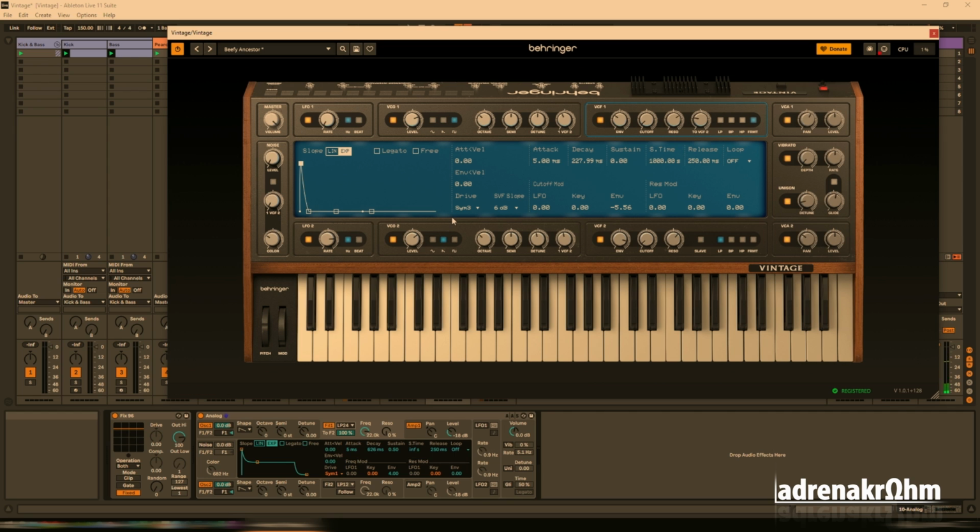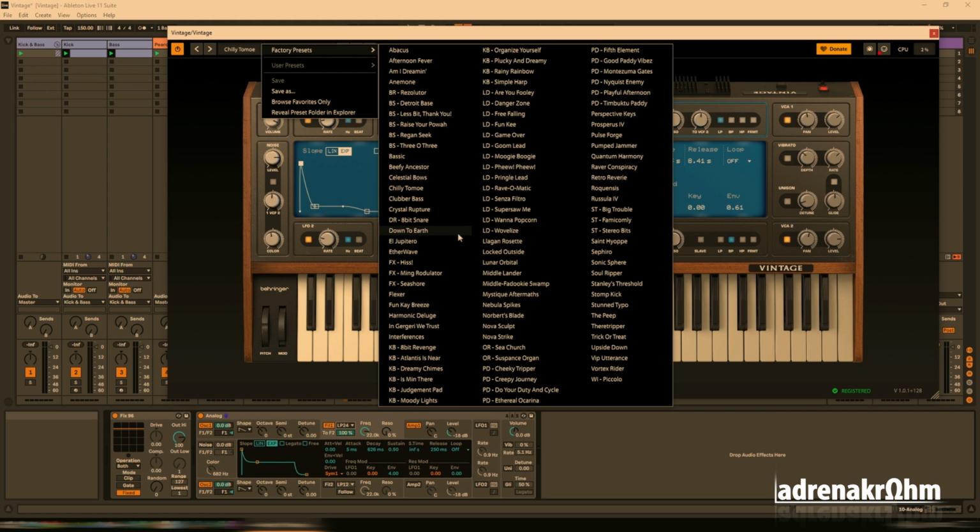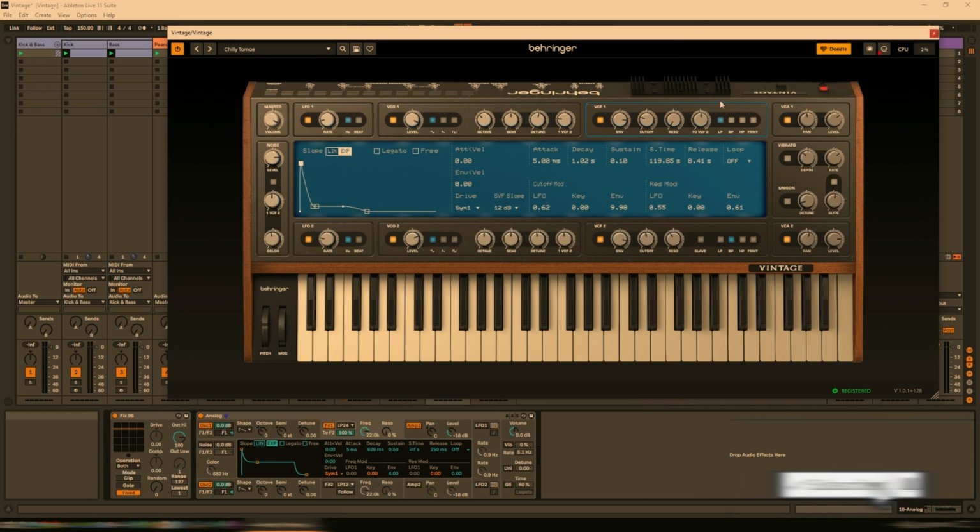Let's continue through some of these presets. Apparently this one's beefy, but I'm not hearing it. Honestly, I'm not going to waste your time going through the rest of these presets. They're horrendous. So it is the worst plugin I have ever used.